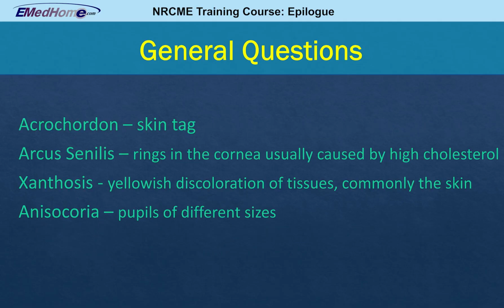And finally, we will finish up with a list of medical terms that frequently either appear in questions or as one of the multiple choice answers. Please be familiar with each of these terms: acrochordon, arcus senilis, xanthosis, and isochoria.